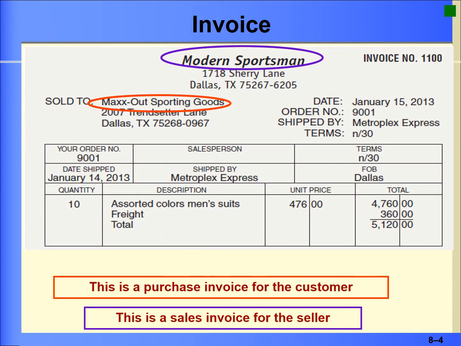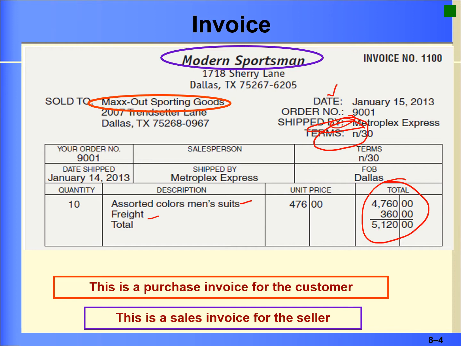And here's an example of what a purchase invoice might look like, and you can just kind of look at some of the details. Notice there's a date, you've got an order number, who it's being shipped by, you've got the payment terms, which we'll get into a little bit later. This is N30. Notice you've got something called FOB Dallas. We'll talk about what that means a little bit later on. Down here has all the cost details. It's got the freight. This was an order of some men's suits and so forth. But basically, this is what the purchase order is going to look like.